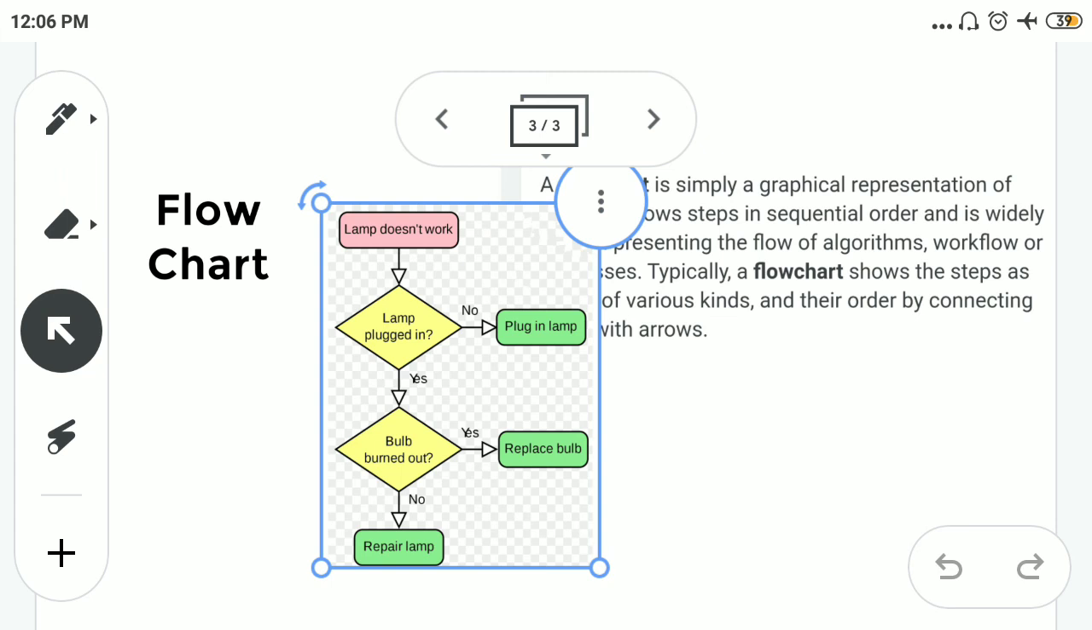There are so many problems available in the industry or in any part of life. You can create a flowchart for it and find a solution for the problem. With this we'll finish the class today.